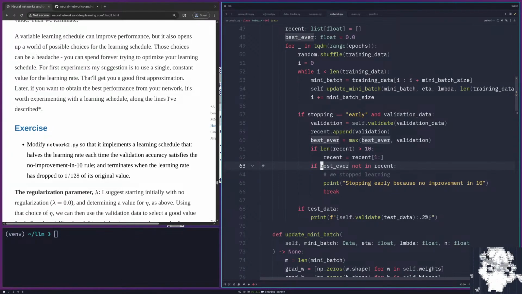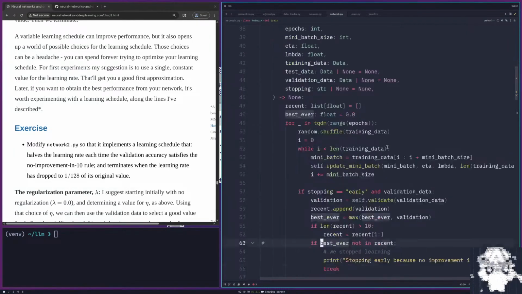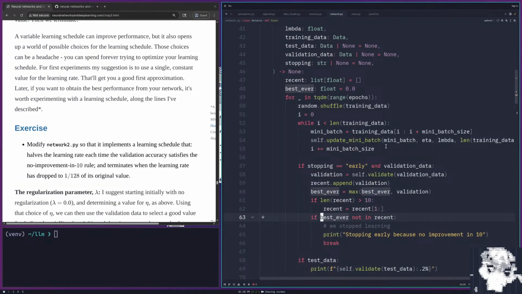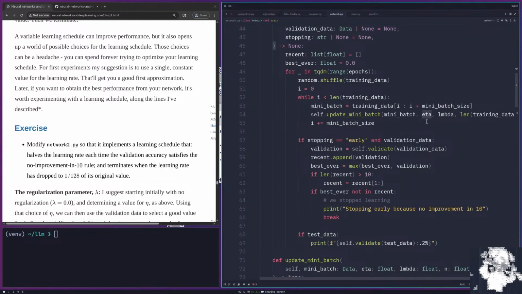Got to figure out a good way to do this. I've been meaning to come back in here and fix the code so that it's not so crazy, and so I can pass parameters in better. Like, how can I pass a learning schedule in? Well, where does eta go? Into update mini batch.